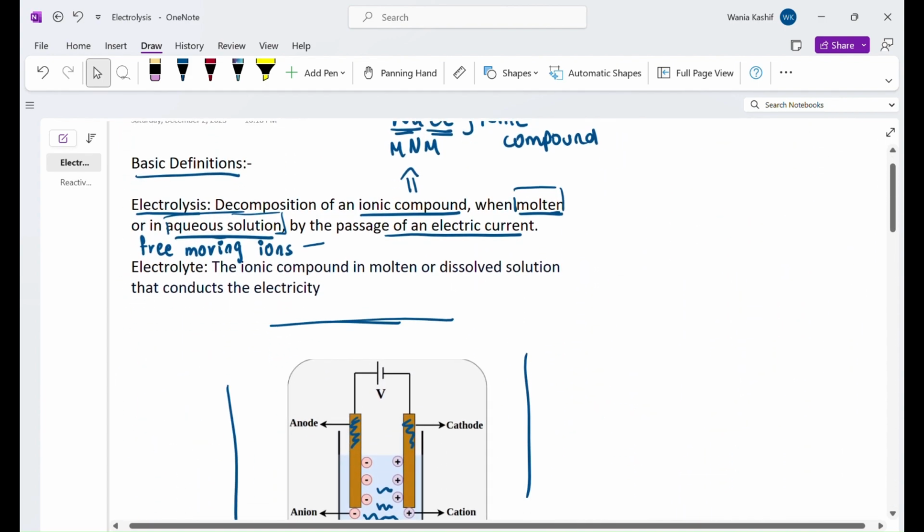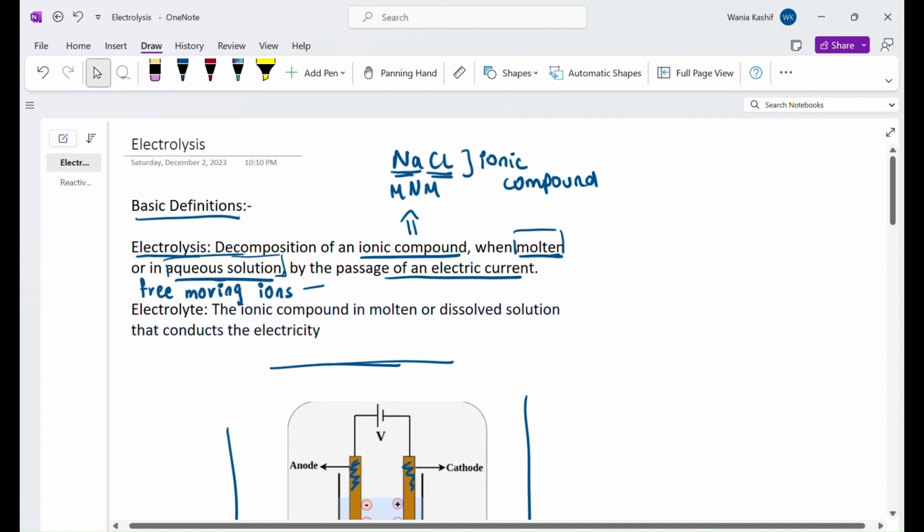In my next video, I plan on covering electroplating, which is a much smaller topic and it will not take that much time.